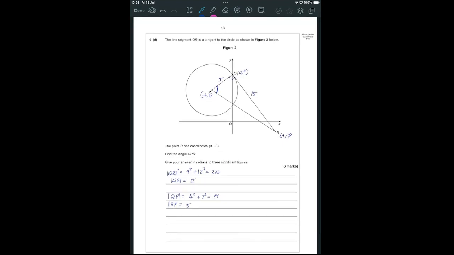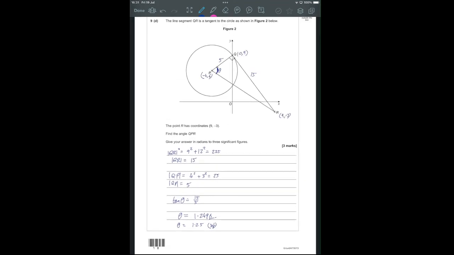And then finally, the angle, let's call it theta. I've now got the opposite and the adjacent. So tan theta is 15 over 5. So theta, give your answer in radians. Let's swap my calculator to radians. And tan inverse of 15 over 5. Tan inverse of 3 is 1.249. The question wanted the answer to 3 sig fig. So let's give the answer to 3 sig fig.